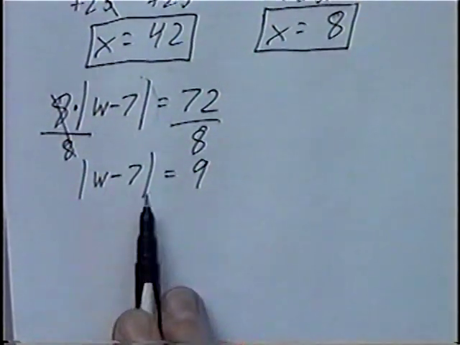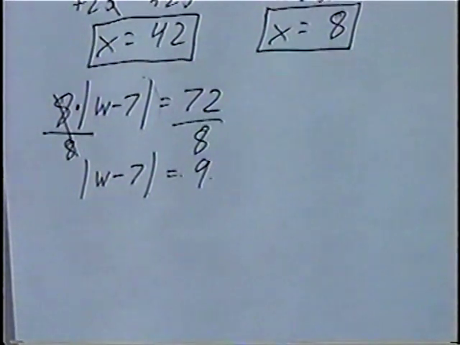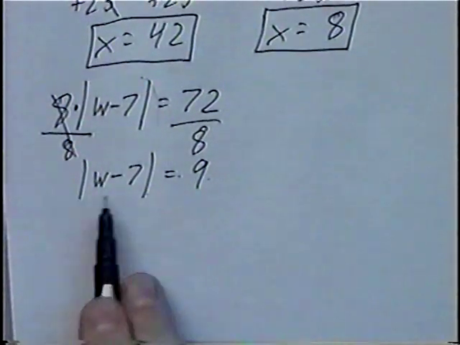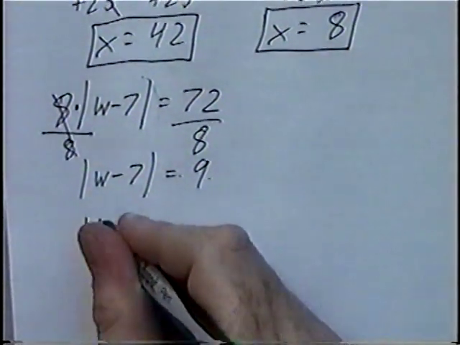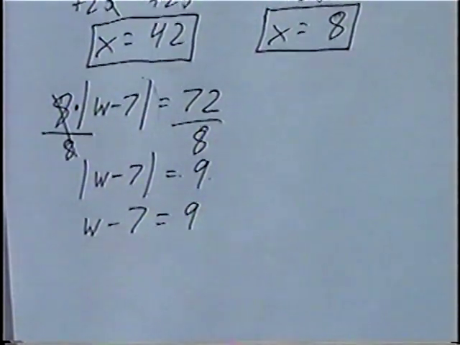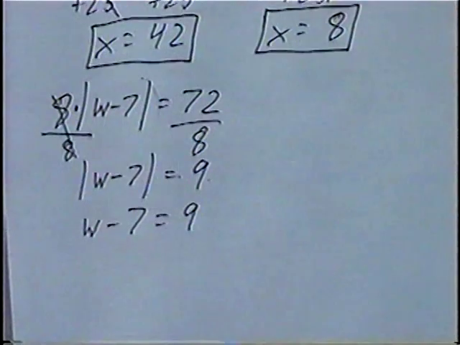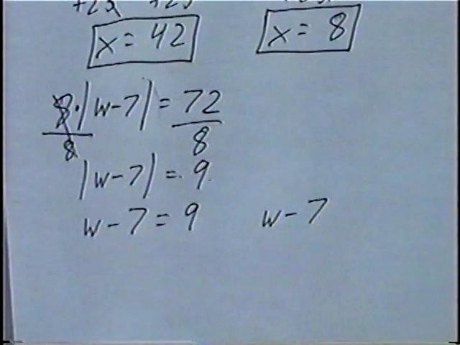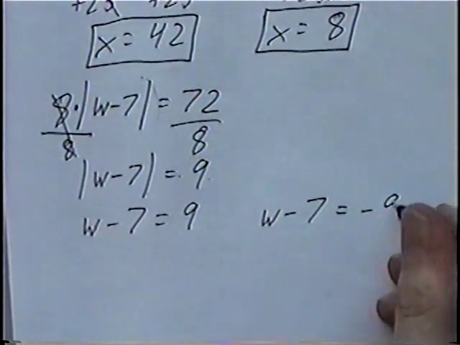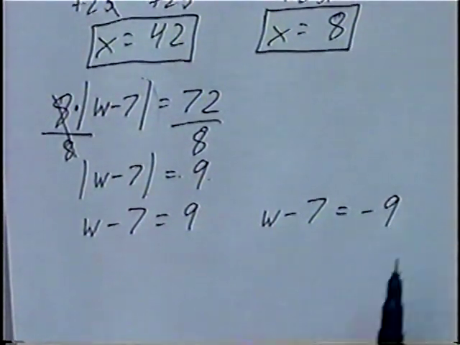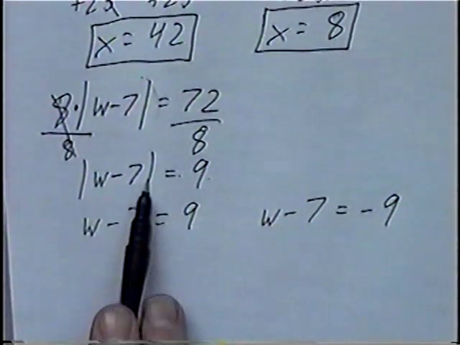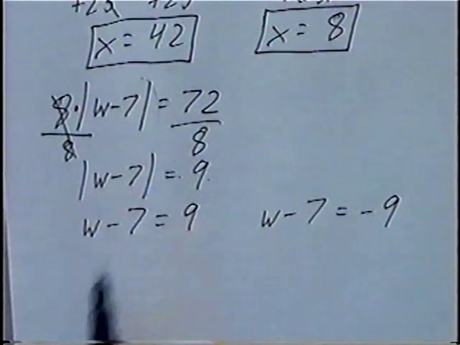From here, when you have the absolute value equal to a number, to find the two possible solutions, we can remove the absolute value signs, which will be w minus 7 equals 9. And for our second equation, again, we'll remove the absolute value signs, w minus 7, but instead we'll set that equal to negative 9. And again, we use the opposite of the number, negative 9, because when we take the absolute value of negative 9, that would still equal 9.